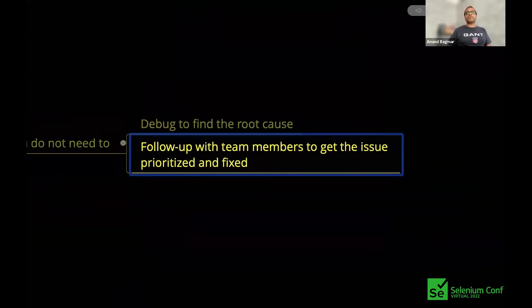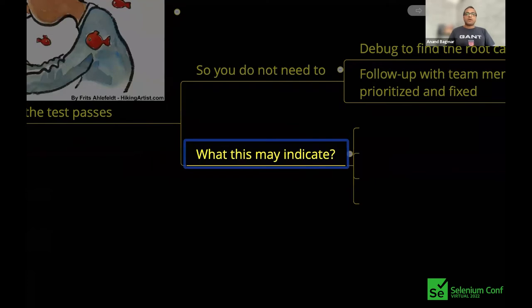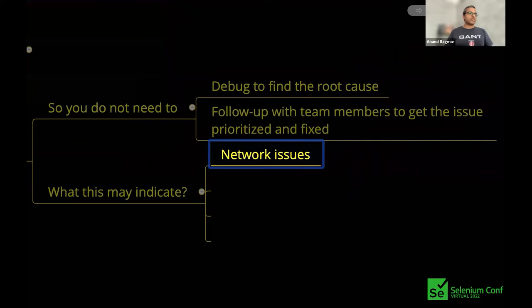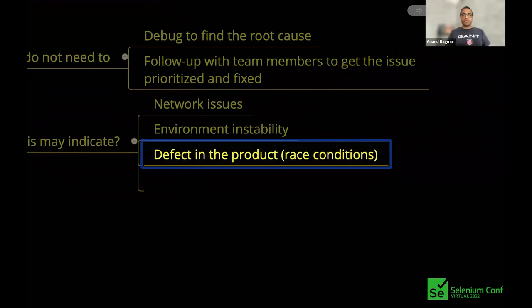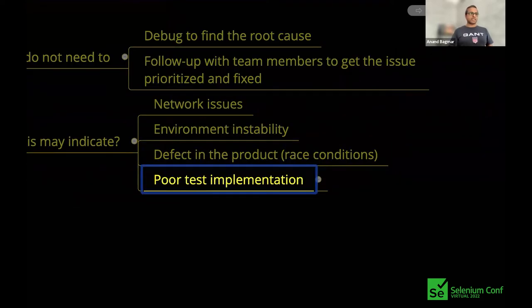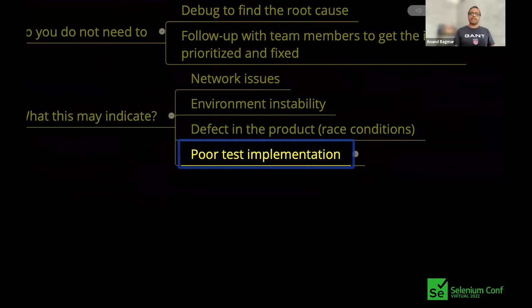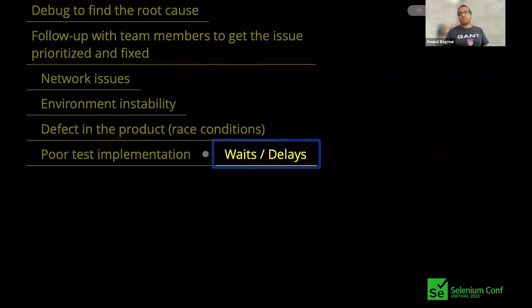You do not need to follow up with different team members once you find the root cause to get the issue fixed. This is one of the main reasons why you're doing a rerun. That is not good. What a failing test indicates in this case could be network issues, could be environment instability, could be a defect in the product, maybe related to race conditions. It could be a poor test implementation. And in most cases, it might be because of waits and delays.